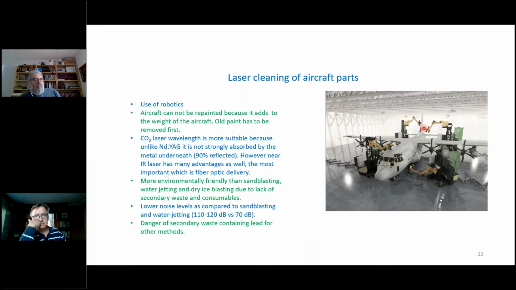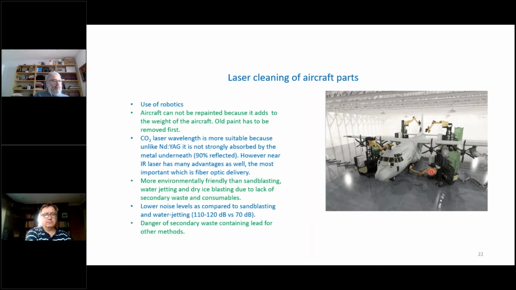So here you can see the aircraft is in a hangar and the robots are cleaning different parts of it. So one question is, why do you need to remove the paint for the aircraft? Well, first of all, the quality of the paint is better. The new paint quality will be better if you remove the old paint. And secondly, you don't want to add weight to the aircraft.